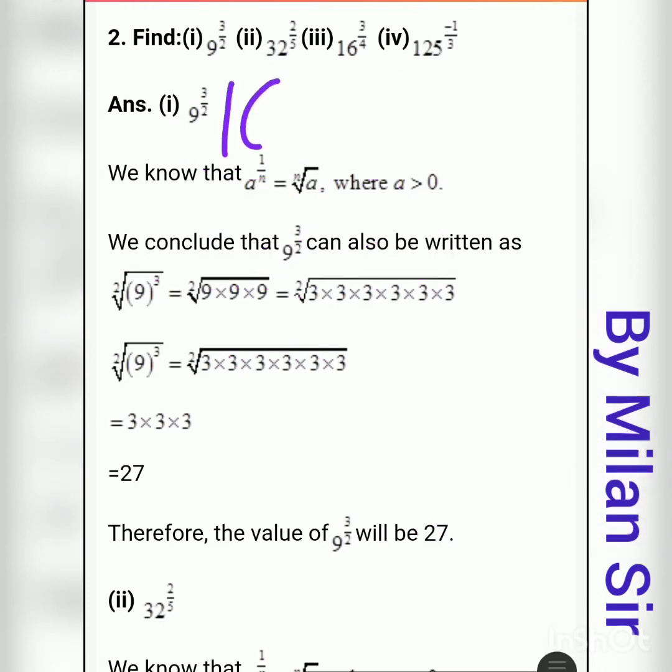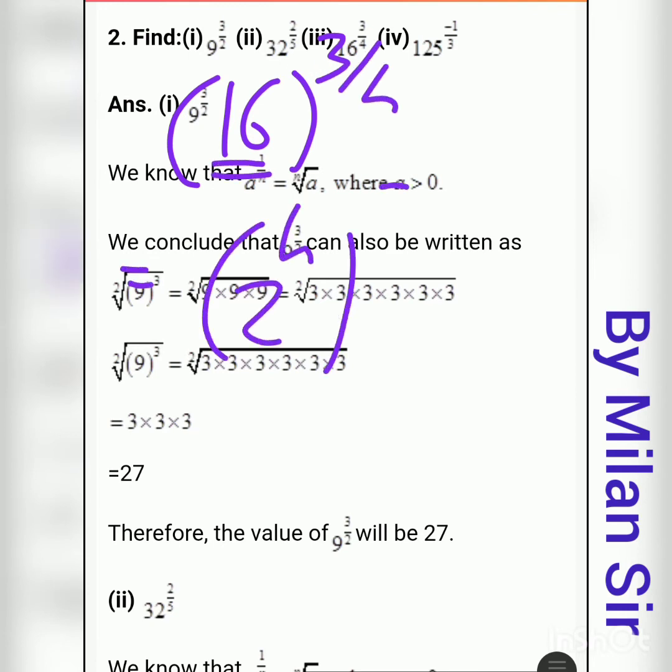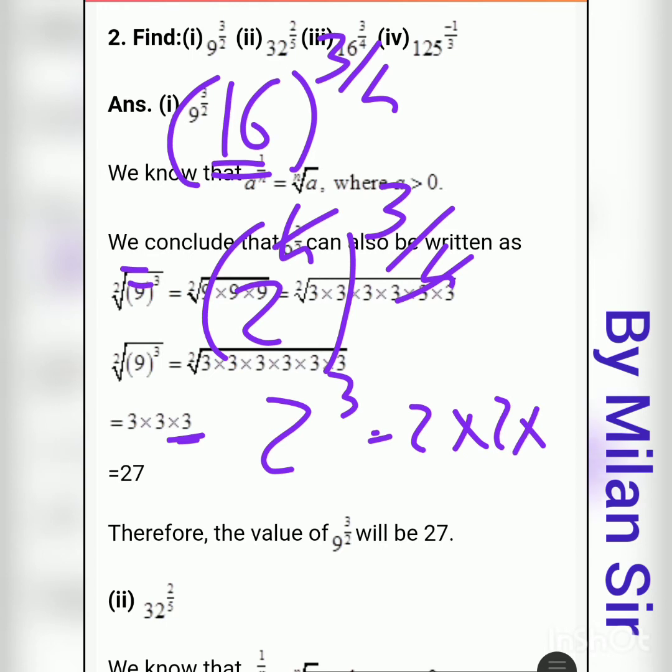Again 16 raised to 3 by 4. In place of 16, 2 raised to 4. Here 3 by 4, 4 and 4 cut. 2 raised to 3, 2 multiply 2 multiply 2. 2 twos are 4, 4 twos are 8. 8 is our answer.